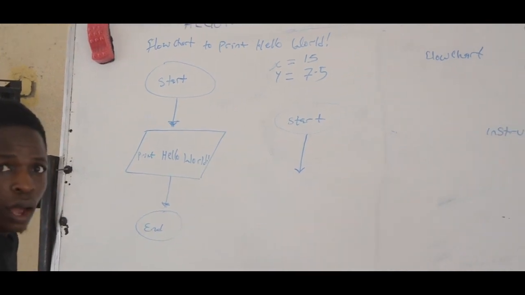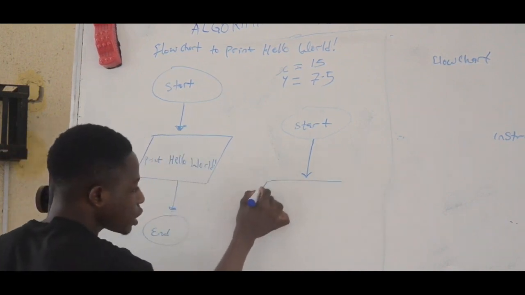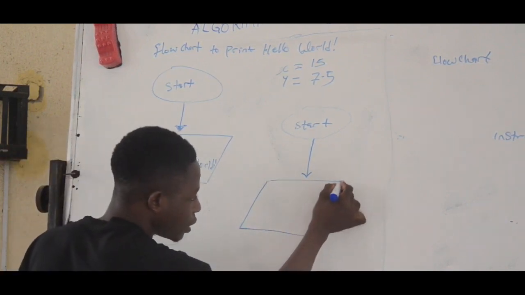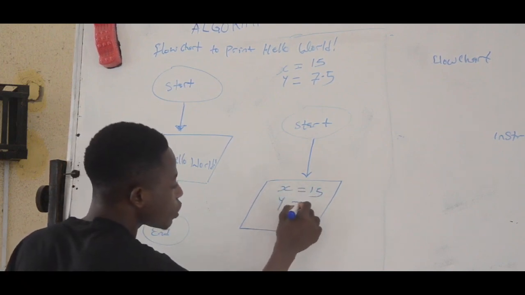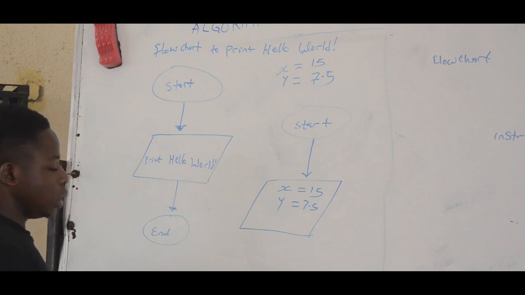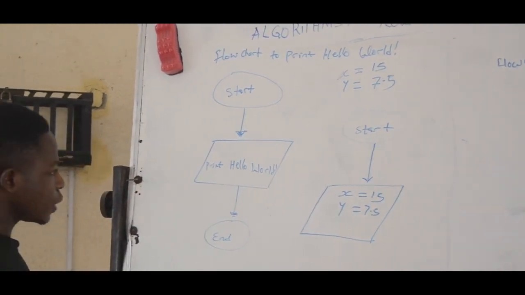So you are not asking the user for anything. So you input, and you know the shape of input is parallelogram, don't forget. So your x equals 15 and your y equals 7.5. Yes, you've already answered the two. So now what do you want to do? You want to multiply the two together.